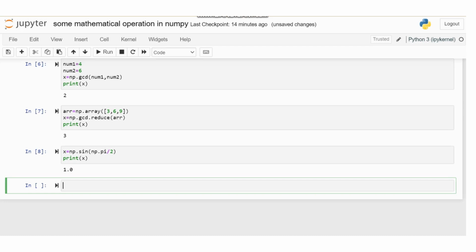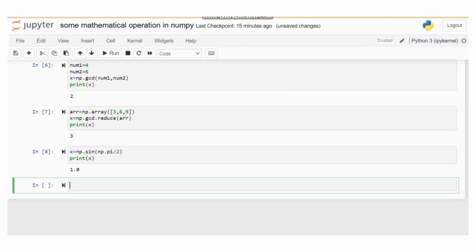Use the np.sin function and provide the array. Similarly, np.tan, if I want to calculate tan of 60 degrees; the tan function is used for 60 degrees.